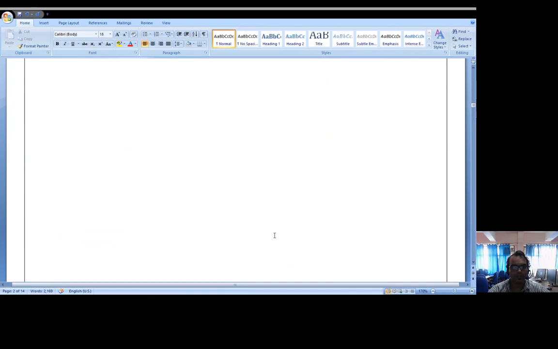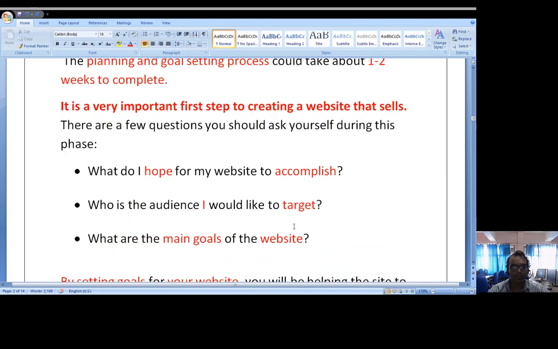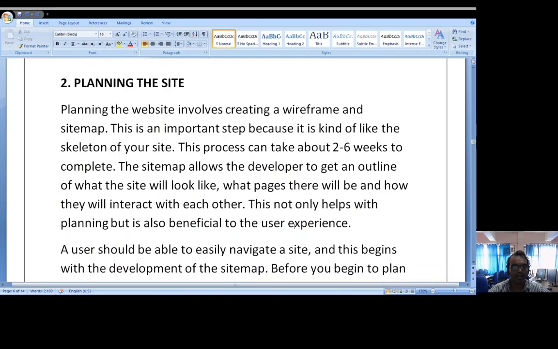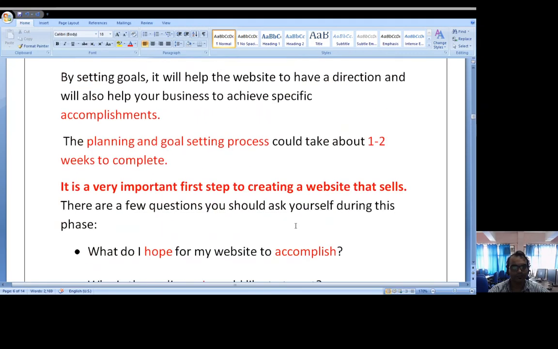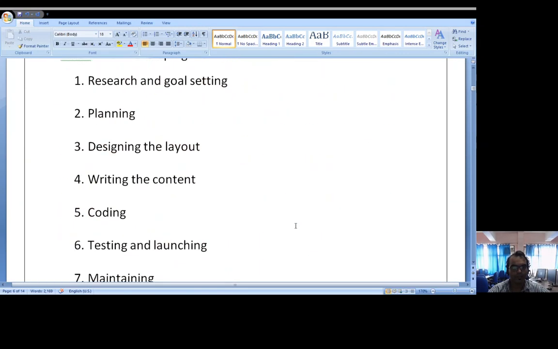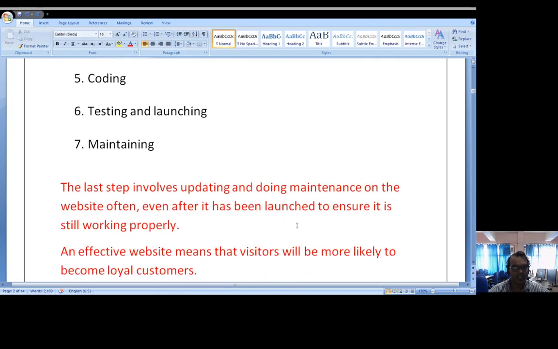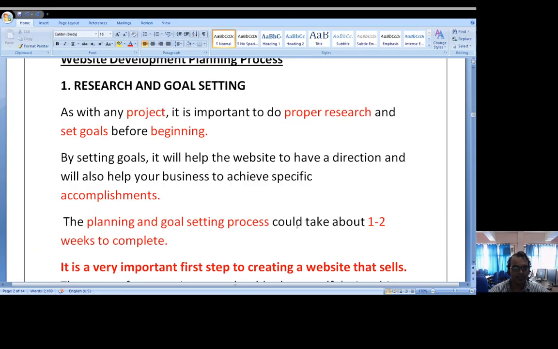This time we are going to cover further topics. The aim of this lecture is to cover planning the site, designing the layout, writing the content, coding, testing and launching, and seven, maintaining. Let's move.